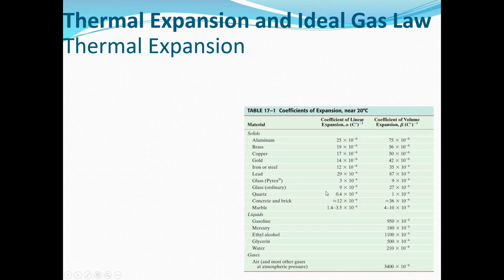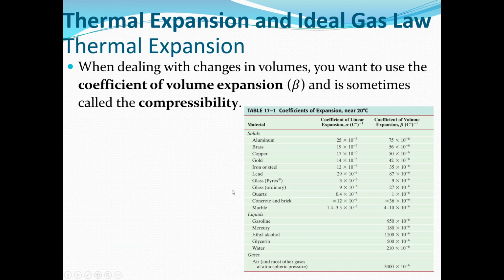All right. Now, when you're dealing with volumes, what you would want to use instead is the coefficient of volume expansion, represented by a beta. It's also sometimes called the compressibility. The numbers are on this table, so again, it's in your textbook. But on any test, I'll give you these numbers if I'm having you do something with this. So you can see the linear expansion values and the volume expansion values.